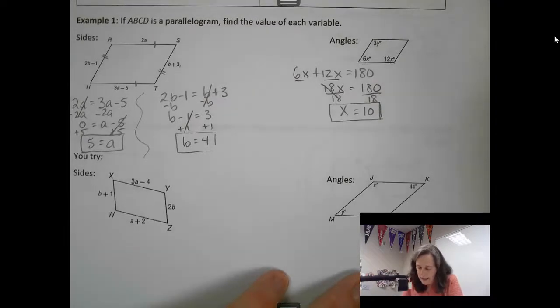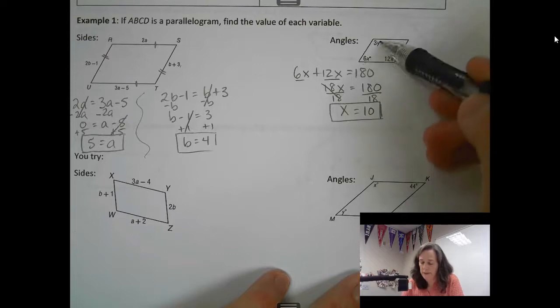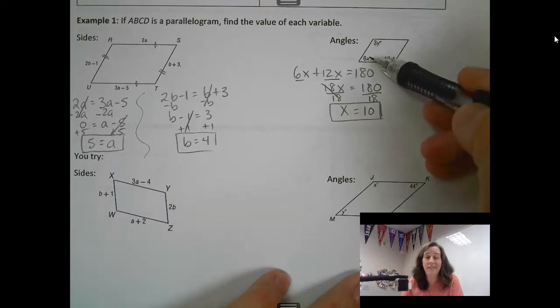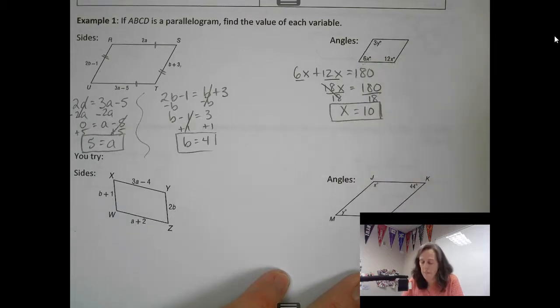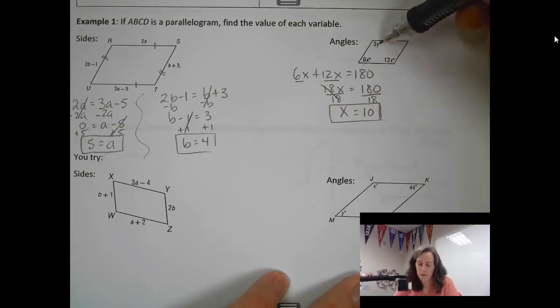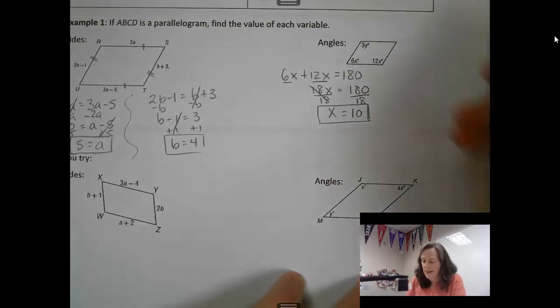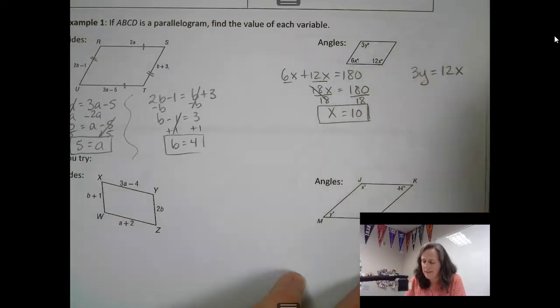Now there are two different things we could do. We could go ahead and put these two together. They're consecutive, so we could say 3y plus 6x equals 180. The other thing we could do is put these two together because they're opposite, and opposite angles are congruent. So we could say 3y equals 12x. Whichever one you think sounds easier, I actually think 3y equals 12x sounds easier to me.